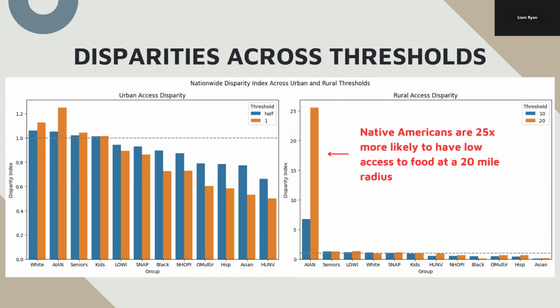Other groups, like Asian populations in rural areas, were extremely underrepresented. These disparities highlight structural inequalities that go beyond geographic proximity alone.